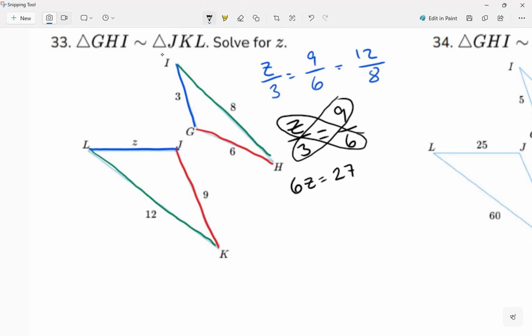All right, to get the z by itself, let me divide both sides by 6. So z is equal to, let me use a calculator if necessary, 27 divided by 6, I get 4.5. Decimals are still numbers, so don't be afraid of them. z is equal to 4.5.